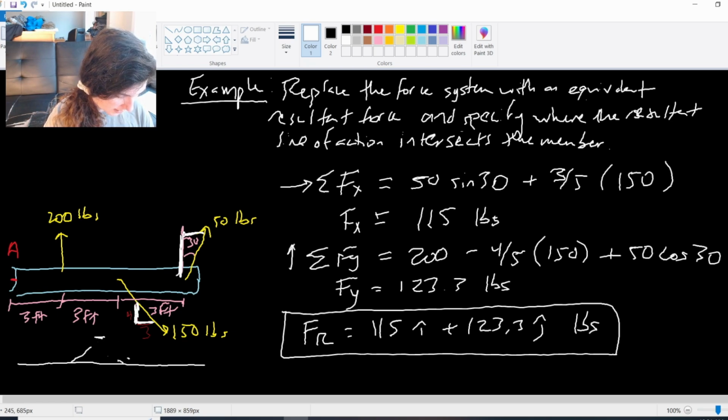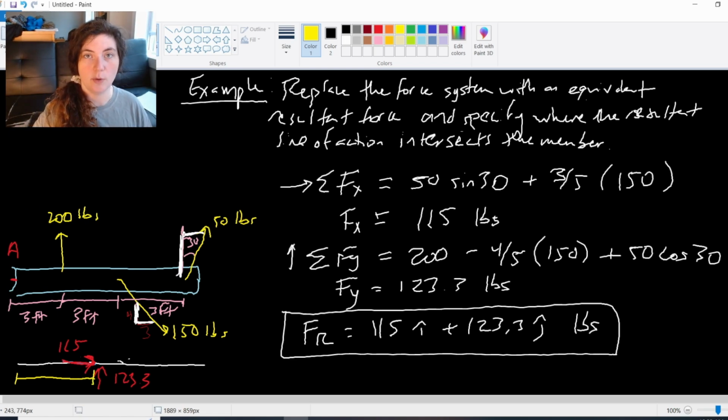And instead of drawing it how I did as this single line resultant here, what I really have is this x component of my force, right? So somewhere along this line, I'll do this darker. Somewhere along this line, I have this x component of 115 acting, and then I have a y component of 123.3 acting upwards. And this is what we're interested in, right? We're interested in this distance from point A to where the line of action is intersecting our beam.